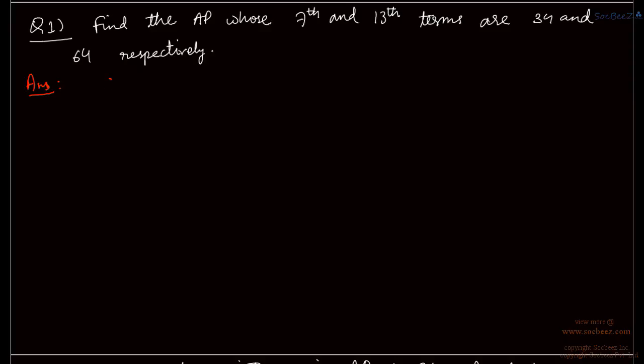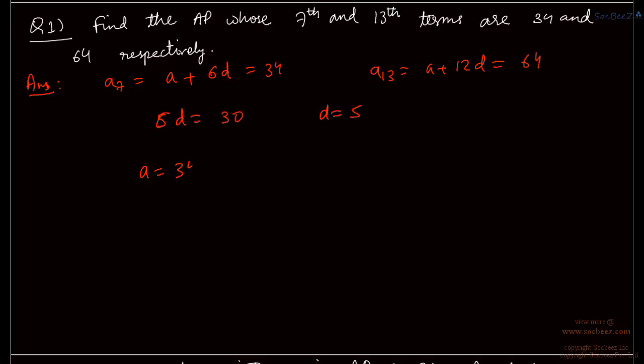The 7th term, write it as A7, is nothing but A, the first term, plus 6D, 7 minus 1, right? This is 34. And the 13th term is A plus 12D, this is 64. So now you have two equations and two unknowns. Subtract both of them. You get 6D is equal to 64 minus 34, that is 30, or D is equal to 5. Now put it in any of the equations here. So you get A equal to 34 minus 30, it is equal to 4.